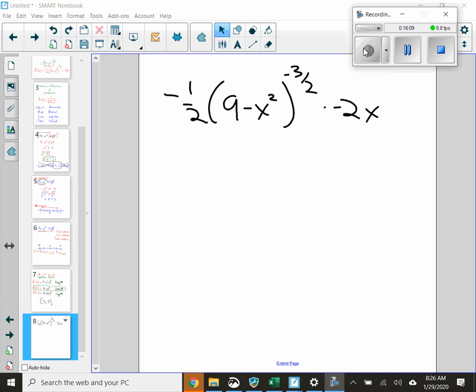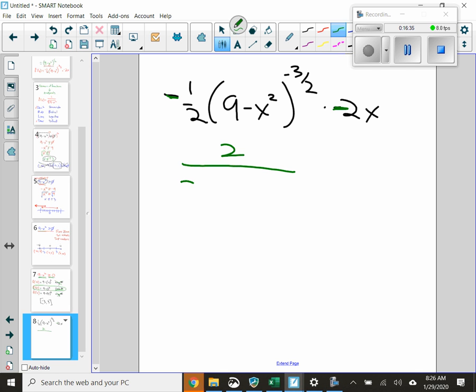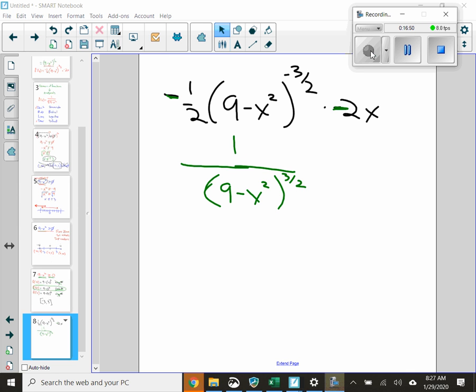So this is the derivative, and to find the domain of the derivative, I'm going to rewrite this. The negative here and that negative there cancel each other out. So this is really going to be 2 divided by 2 times 9 minus x squared to the positive 3/2, because I put it in the denominator. And now I see that this 2 and that 2 can cancel each other out. So I have 1 over 9 minus x squared to the 3/2 power.